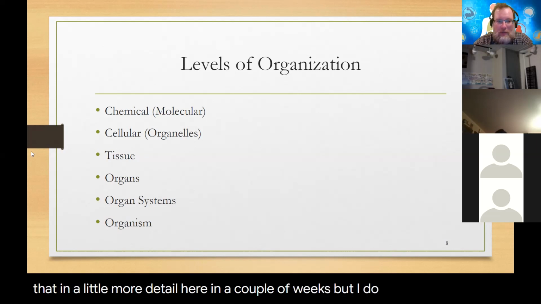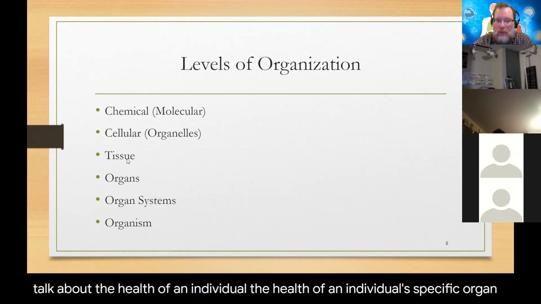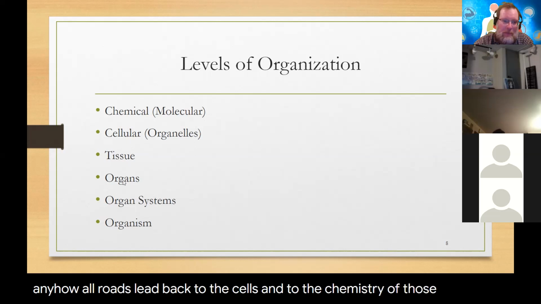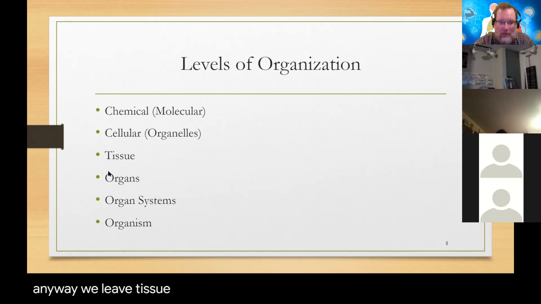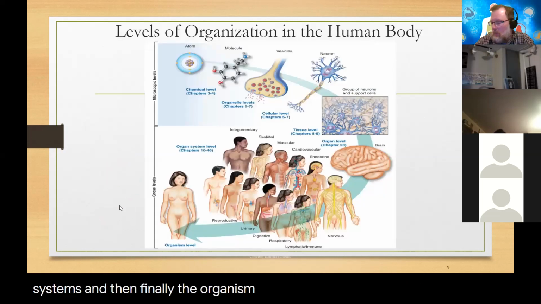But I do want to, again, remind you that chemicals, cells, and tissues all make up organs. And when we talk about the health of an individual and the health of an individual's specific organ, we're really talking about the health of the cells of the individual's organ. So anyhow, all roads lead back to the cells and to the chemistry of those cells. So anyway, we leave the tissue level, and then we get into the organs, and then the organ systems, and then finally the organism. So when we look at this illustration, we can see again, we start up at this atomic level.